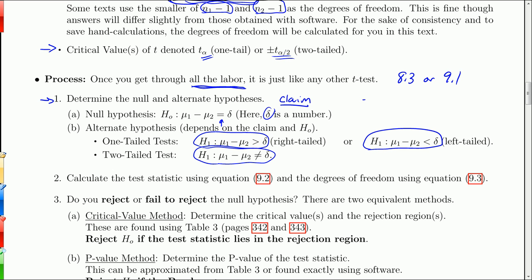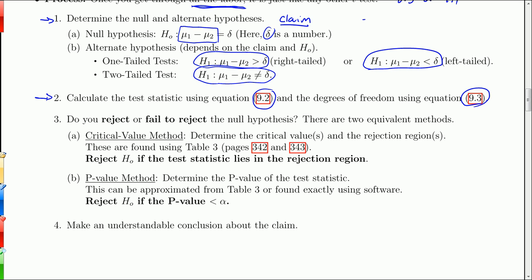So notice all this stuff is looking at the difference. It's making a claim about the difference in population means. Last section we were looking at the mean of differences. Here we're looking at the difference of population means. So it's a different problem. And we will first calculate the test statistic using 9.2, and then the degrees of freedom using 9.3 on the previous page. And again, I will be giving you the degrees of freedom. So 9.2 is really what we have to worry about.